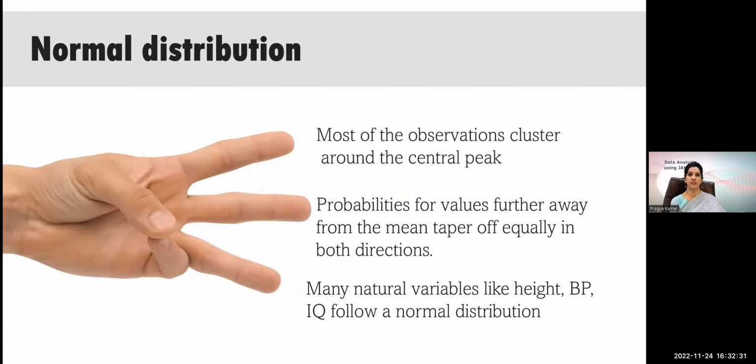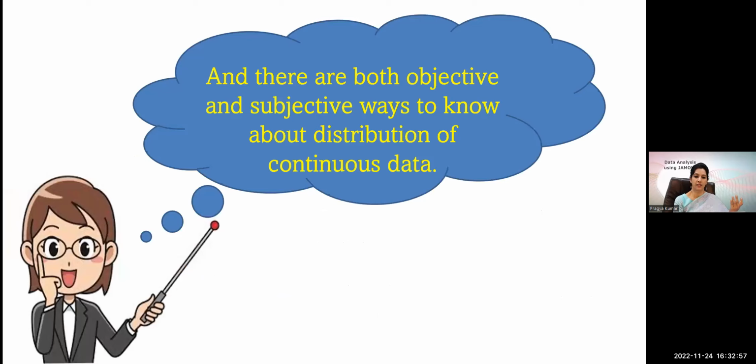So normal distribution, I'm just repeating this concept: it has been seen that most of the observations cluster around the central peak, and the probabilities for values further away taper off equally in both directions. Most natural variables follow this normal distribution, like height, weight, BP and IQ.